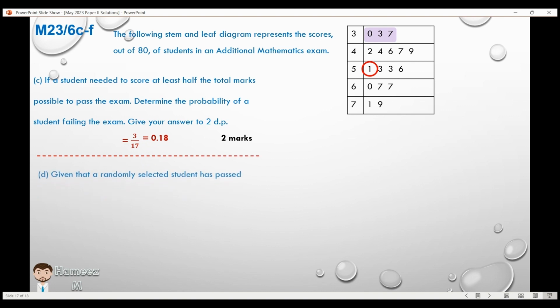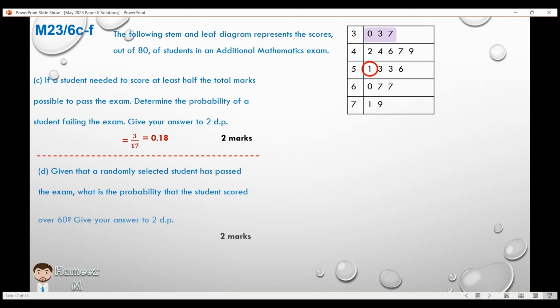Part D, given that a randomly selected student has passed the exam, what is the probability that the student scored over 60? So, if we look at the fact that there were 3 students who failed the exam, then what is the data of the students who passed the exam? It will be those with this little green background, which is 14 students.